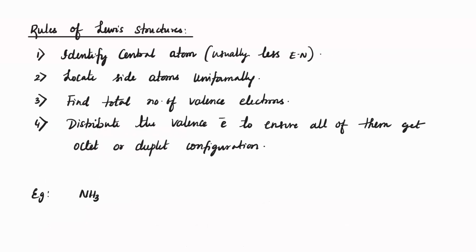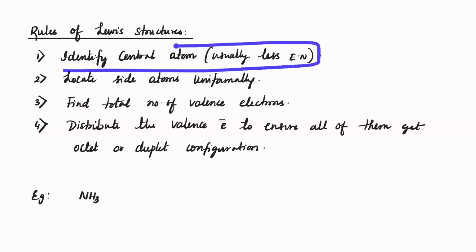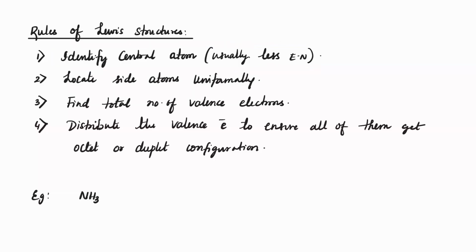Now, while writing the Lewis structures, guys, what are all the basic rules that you need to follow? First, identify the central atom. Generally, it is the less electronegative element that is ready to share electrons with multiple atoms. That would become the central atom.